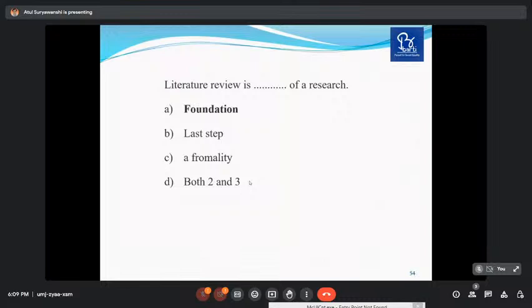Next question. Identify which of the following is the correct pair. Acknowledgement, source of the study; materials and methods, output of the experiment; abstract, central idea; and discussion, rationality of the work. So the correct pair is abstract with central idea, the gist.